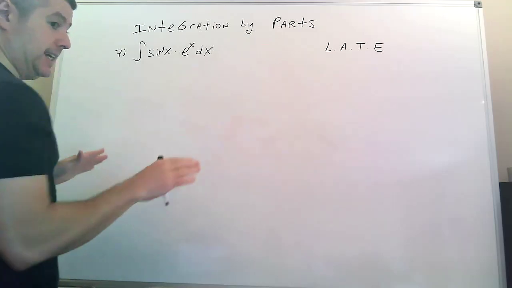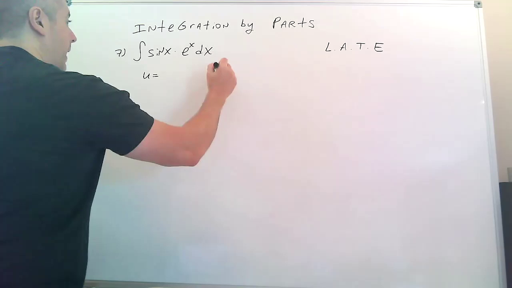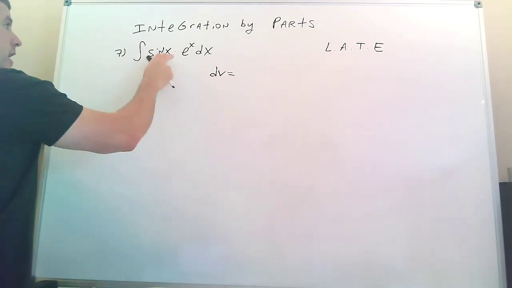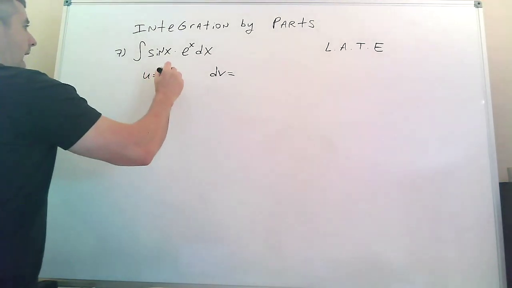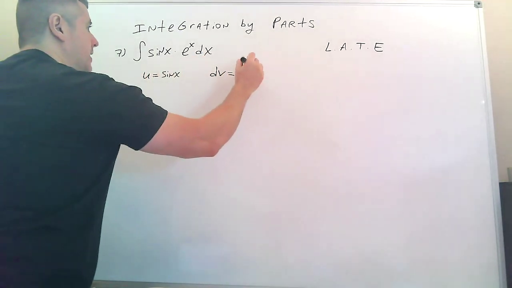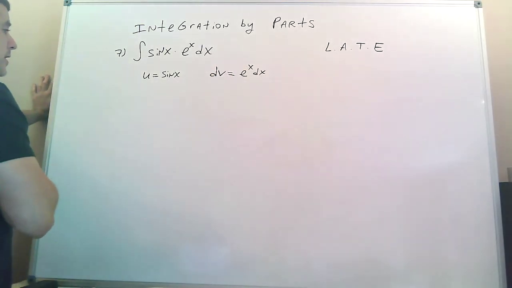If you're down to T and E, you pray, because it's not going to be nice. But given the choice between a trig dude and an E dude, the trig dude wins the battle. So you have to pick that as the u, and the dv has to be everything that's left over. Now you're going to see what's going to happen. This is going to be pretty ridiculous.